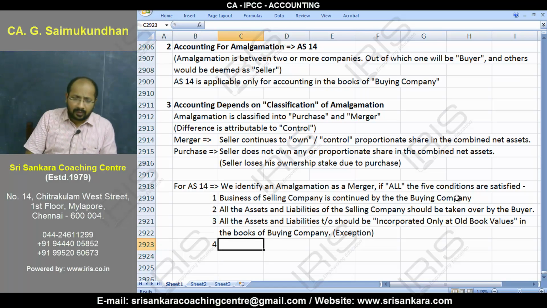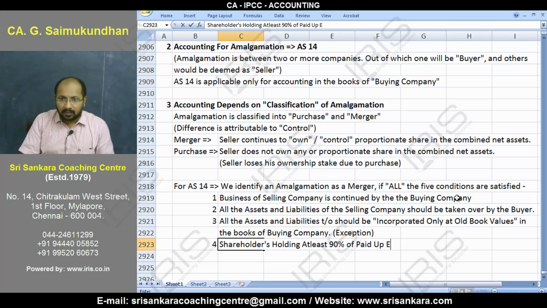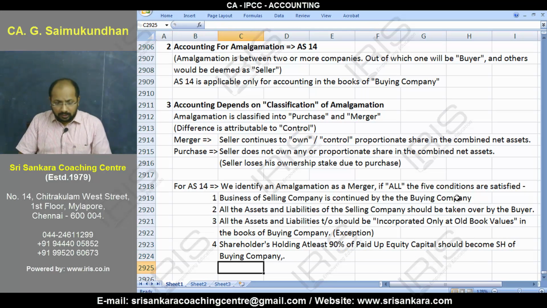Condition number 4. Shareholders holding at least 90% of paid up equity capital should become shareholders of buying company. So shareholders holding at least 90% of paid up equity capital should become shareholders of your buying company. Notice carefully, I am emphasizing the word only equity share capital.